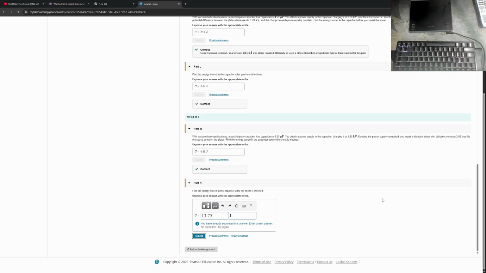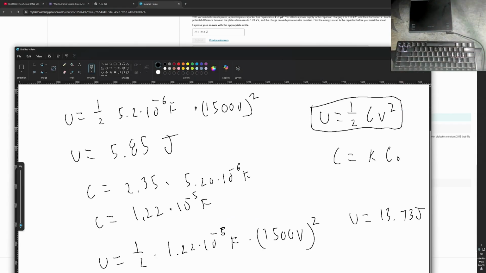Okay, I just did that wrong. So let me see. Wait, I just said 35. No wonder. So here, 2.55, not 35. So 2.55 times 5.2 times 10 to the power of negative 6. So this would be 1.32 times 10 to the power of negative 5.